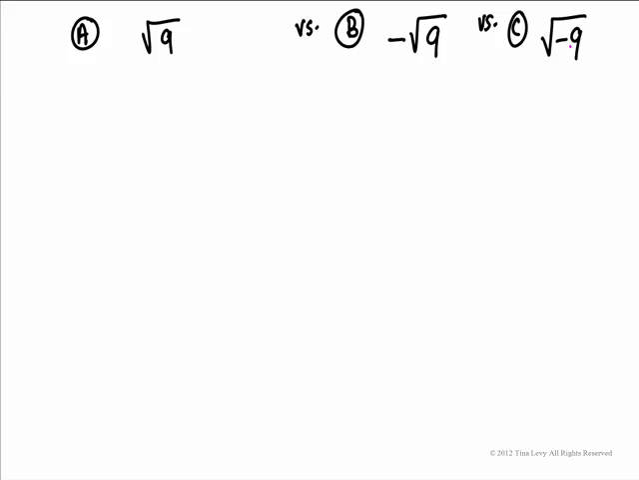So for here, square root of 9, we know this is 3. Minus the square root of 9 is like saying minus 1 times the square root of 9, which is like minus 1 times 3. So that answer is -3. And this, we know, is not real. And we'll see later on that this is called 3i.